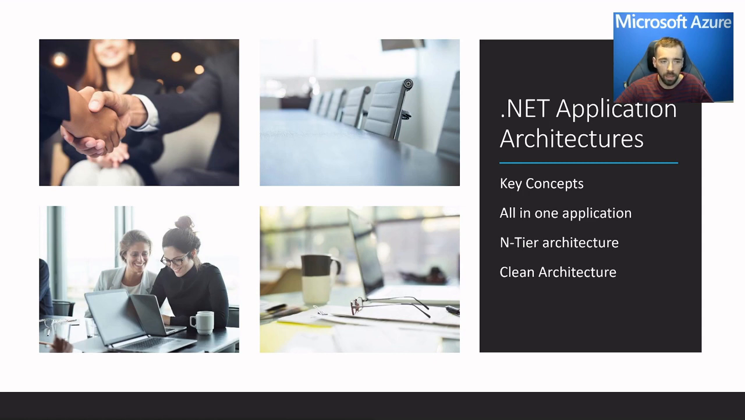So we're going to be looking at three separate architectures: the all-in-one architecture, the N-tier architecture, and then the clean architecture. And then we're going to be comparing N-tier and clean architectures as two separate options and the advantages and disadvantages and the characteristics of each.